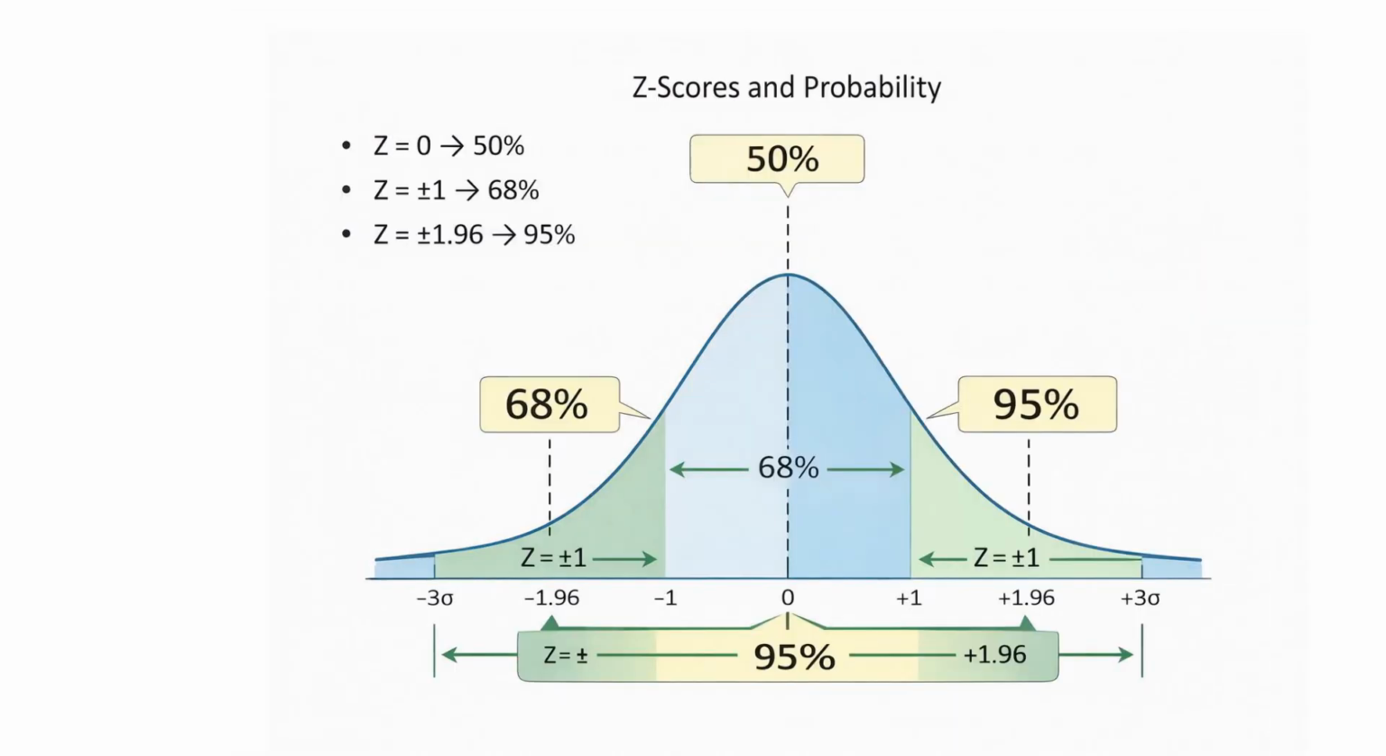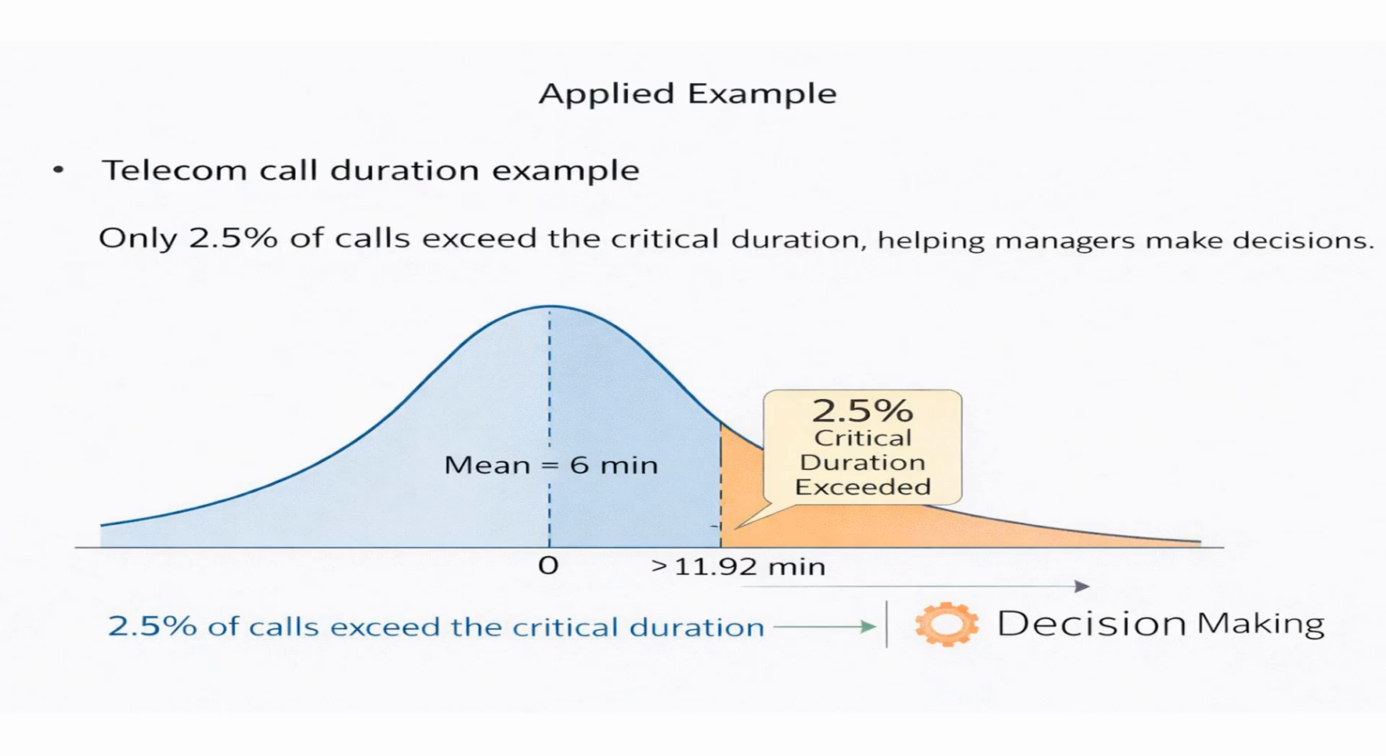Z-scores connect data to probability. Z equals 0 equals 50% of values lie below. Z equals ±1 equals about 68% lie within this range. Z equals ±1.96 equals about 95%. This is the foundation of confidence intervals, hypothesis testing, and statistical significance used in SPSS and journal articles.